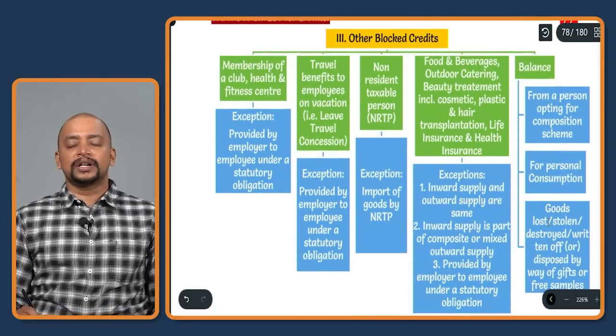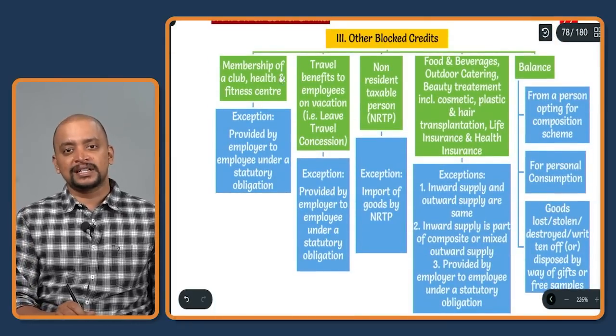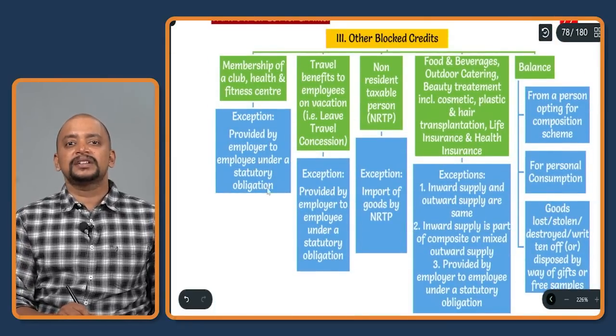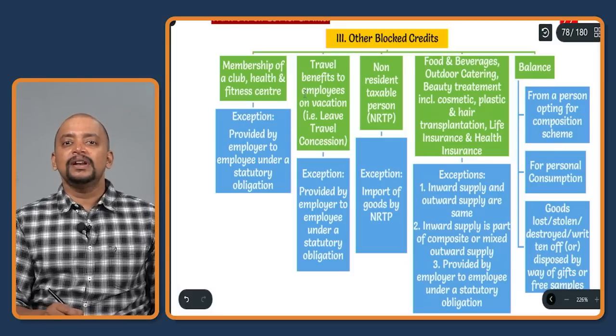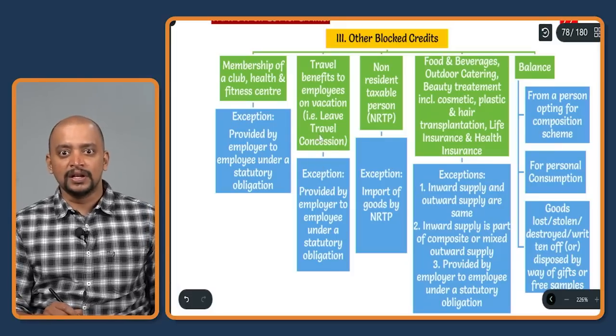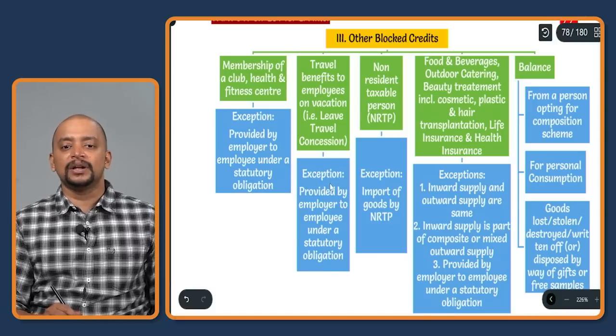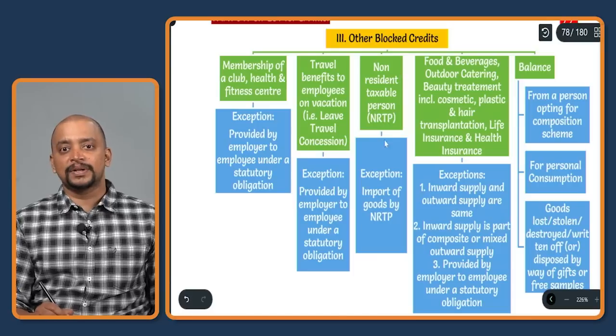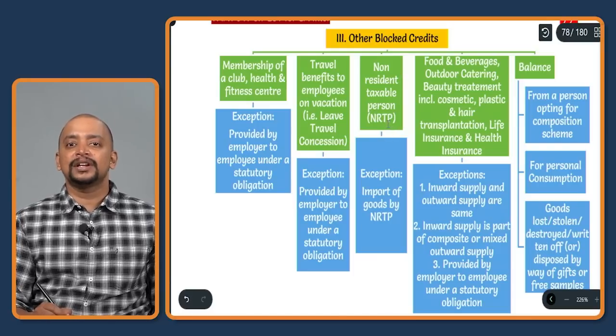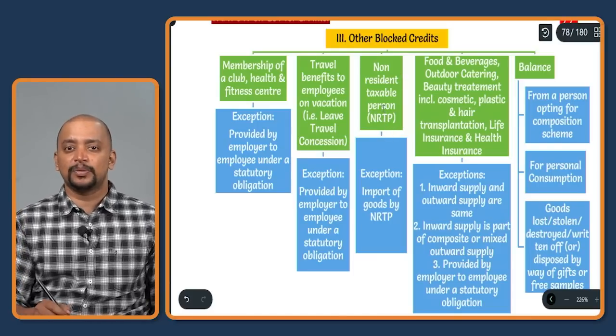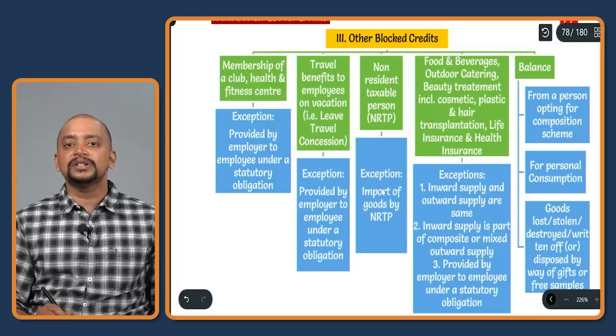Then other block credits. Membership of a club, health and fitness center: exception, if it is under a statutory obligation, ITC is available. Otherwise it is a block credit. Travel benefits extended to employees on vacation. Exception: if it is under a statutory obligation, ITC is available. Then non-resident taxable person, NRTP, who comes from outside India to India and does not have any physical place of business in India. The exception is import of goods by NRTP, they can take ITC.